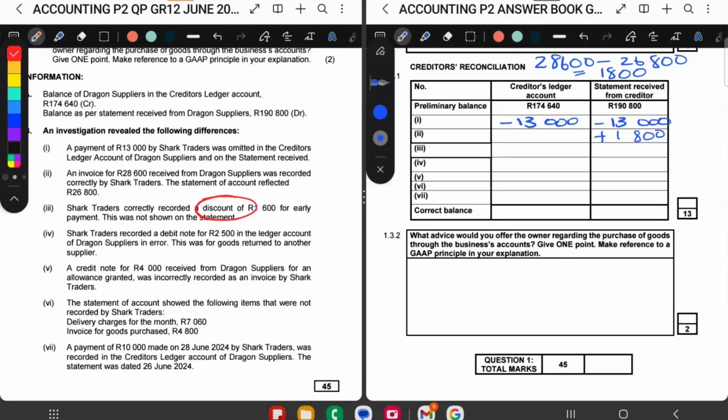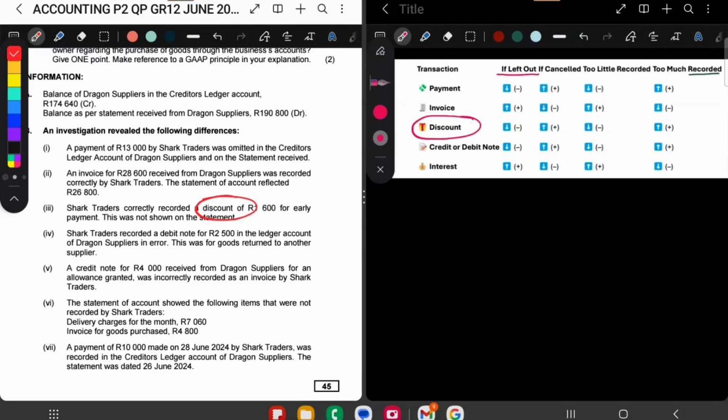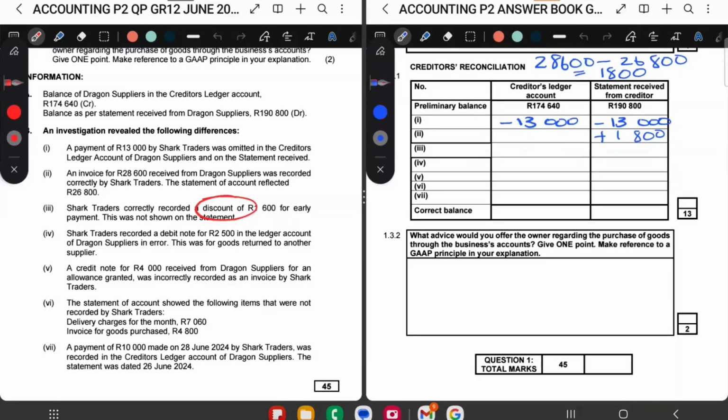Let's go to our tip. Our tip says, if a discount is left out, we must go minus the amount, because a discount makes our account less. So let's go back to our answer. In my answer book, I'm going to record the discount. They made the mistake. So I'm going to go minus the discount. The discount was for 1,600.